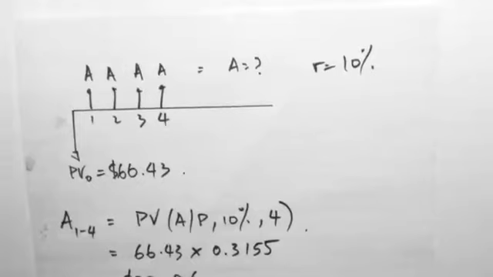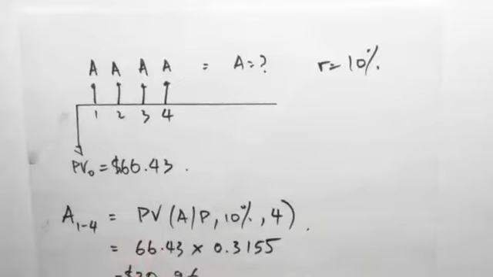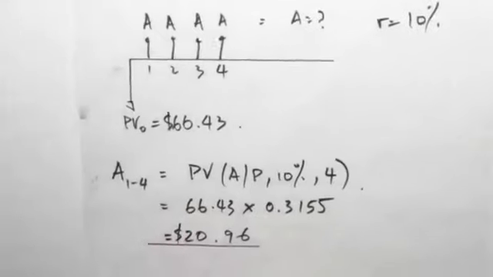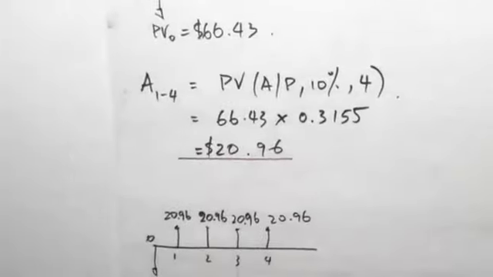$66.43. So all we have to do is go to our interest rate table, look at the column that says find A given P. We know the interest to be 10%. We know the period of annuity to be 4. So all we do is get the present value and multiply it by the factor, which is 0.3155, and we get that for an annuity of 4 equal periods to be $20.96.